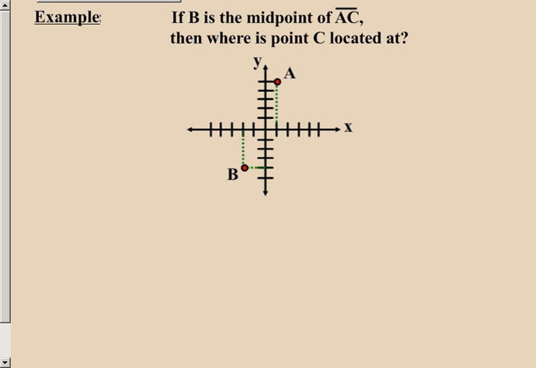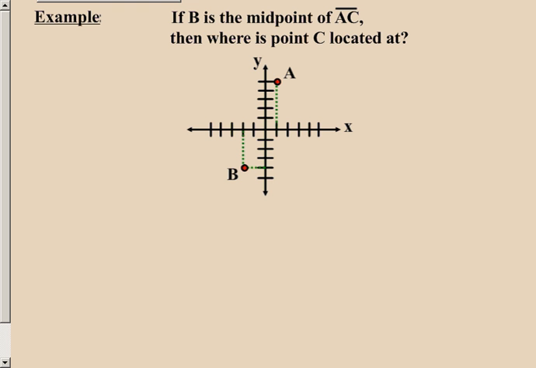And it will be something more along the lines of this. If B is the midpoint of line segment AC, then where would point C be located? So instead of being given the end points and looking for the midpoint, perhaps we are given one of the end points and a midpoint, and then are asked to determine where the other end point would be located. Okay, so there is a line segment AC which is not shown in the problem.